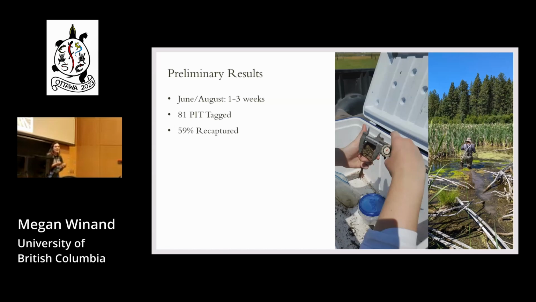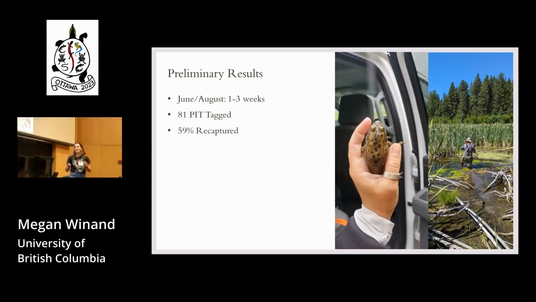I managed to PIT tag 81 frogs, and while I'm immensely proud that I recaptured 59% of them, a lot of times I'd recapture them once and then I would not see them again. That is not the same for some frogs. This is 888. This frog is a gem. I caught this frog many times, and I don't know why it understood the assignment and the rest did not.